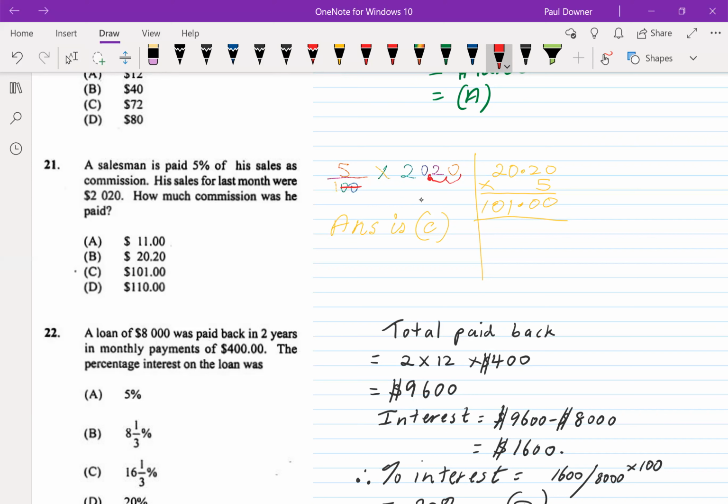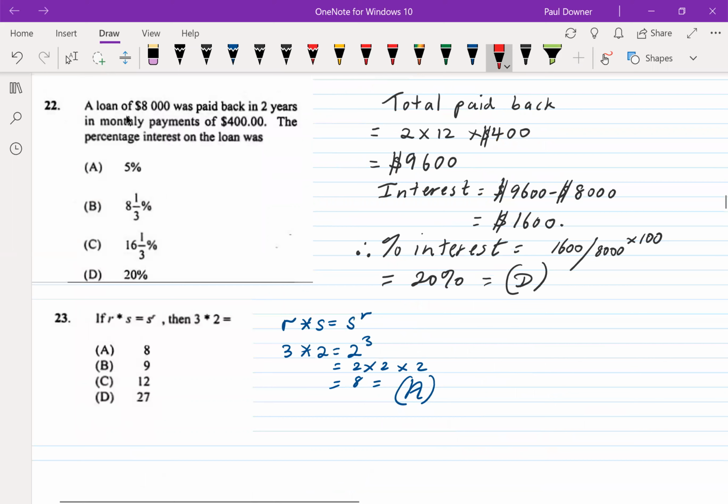And then we're going to have to multiply the 5 by the 20.20, which we did here. So when we multiply this out, you need to be able to multiply it out. Again, you don't have a calculator, so you must be able to calculate this, and your answer comes out to be $101. So that's 101. That would be answer C.